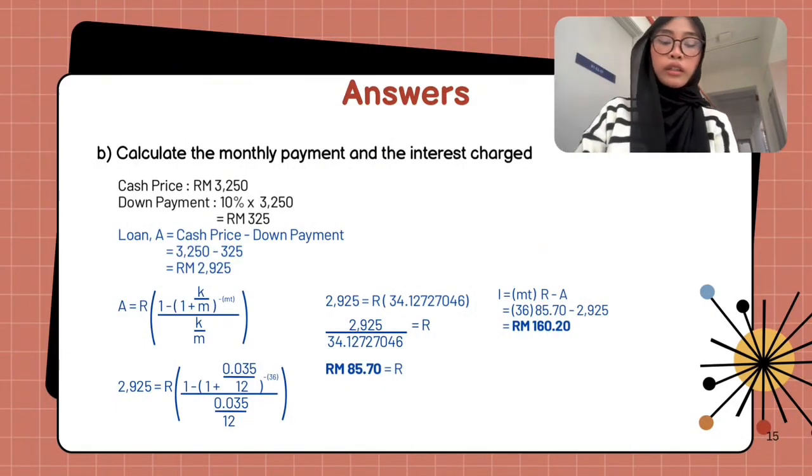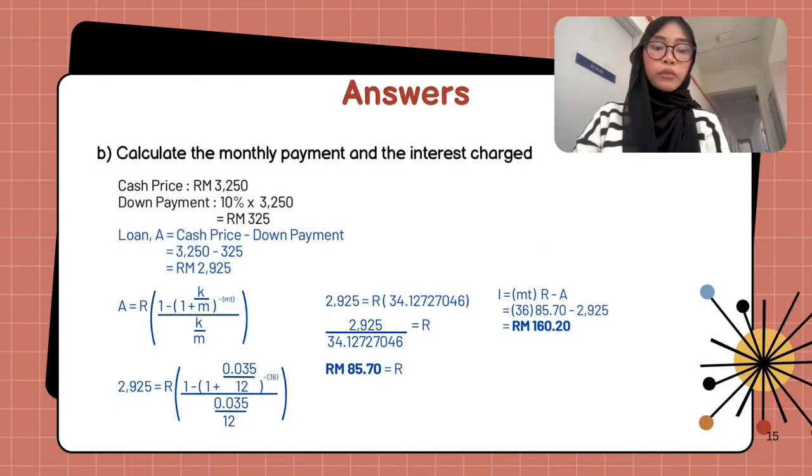After that, we must calculate the interest charge. So the formula of the interest charge is I equals MT, put it in the bracket, R minus A. MT is 36. R is 85 ringgit 70 cents. A is 2,925. And we can get the answer, which is 160 ringgit 20 cents.